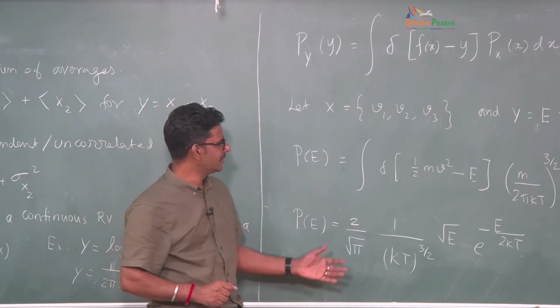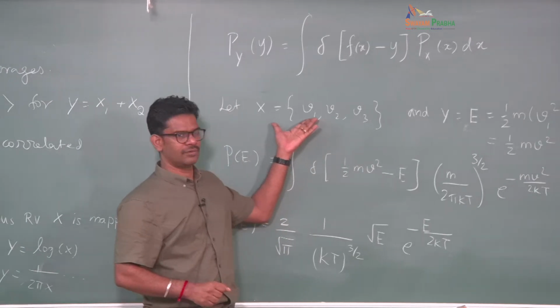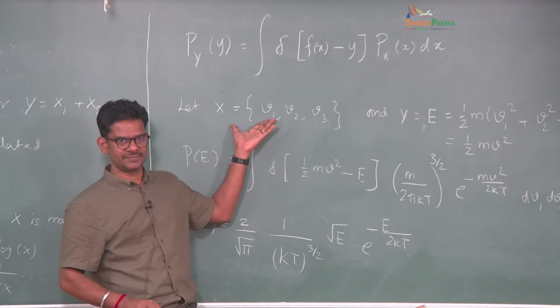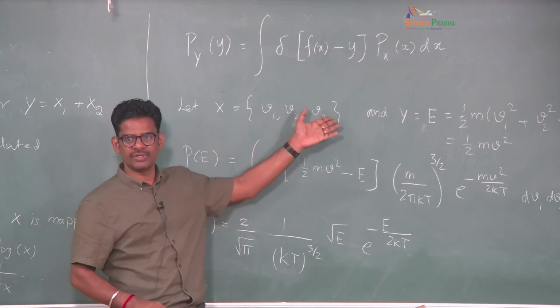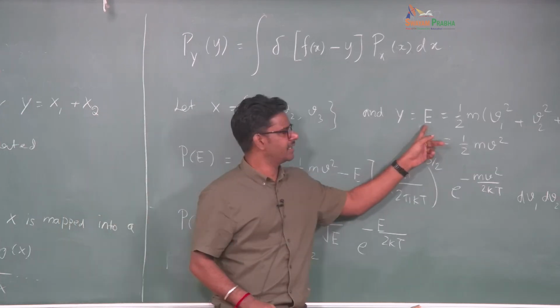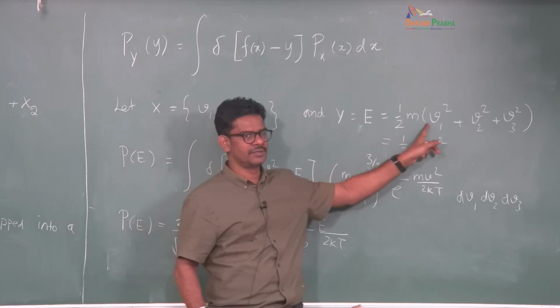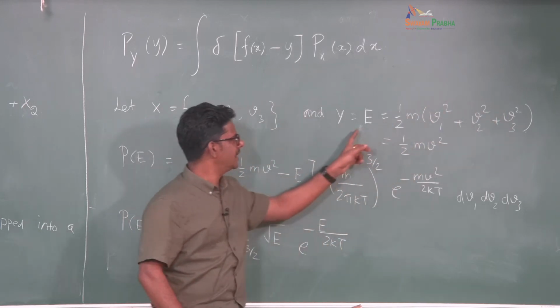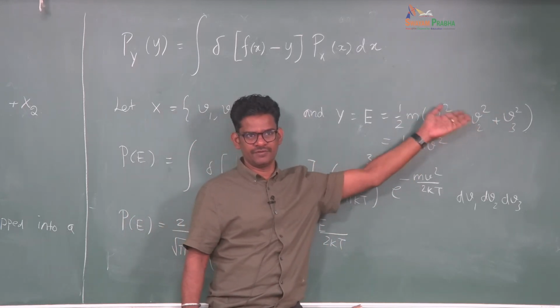So what we are seeking is, if I know the molecular velocities, there are three components of the velocity, and I want to write the kinetic energy as a function of these. You can see that this is nothing but the kinetic energy of the molecules.